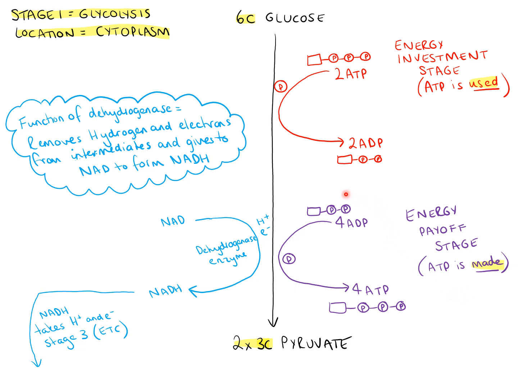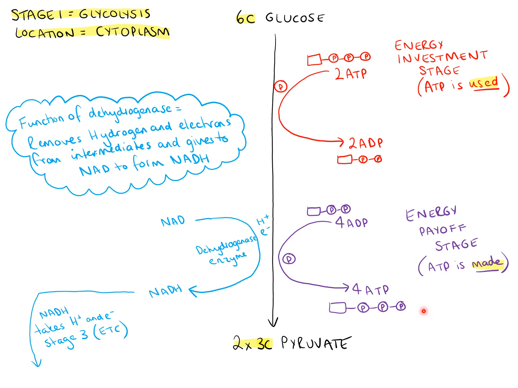So here we have 4 ADPs. So we can see it looks the same as our ATP molecule, but it's missing that phosphate. And what ADP is going to do is it's going to steal back those phosphates. We're going to phosphorylate ADP to make 4 ATP molecules. We can see that we've got that last phosphate that we've attached to our ADP. So ATP is made. We get that net gain.